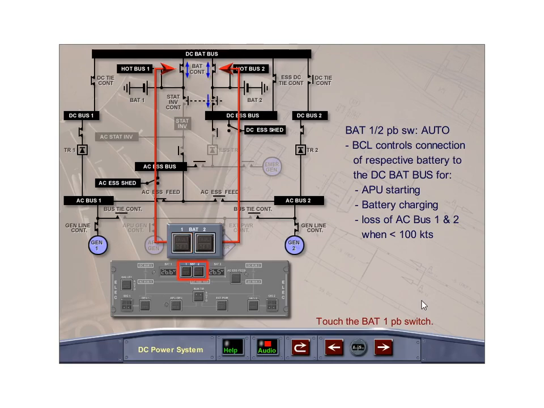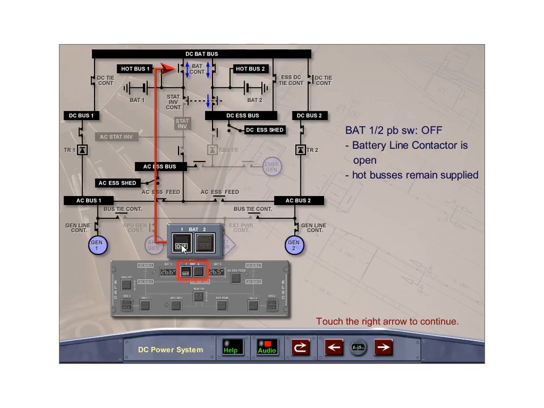The batteries are also automatically connected to the DC battery bus with a loss of all normal and emergency power below 100 knots. Touch the battery 1 push-button switch to turn it off. When a battery push-button switch is selected off, the respective battery line contactor will open, and off illuminates in white if the DC battery bus is supplied. However, the hot buses always remain powered.